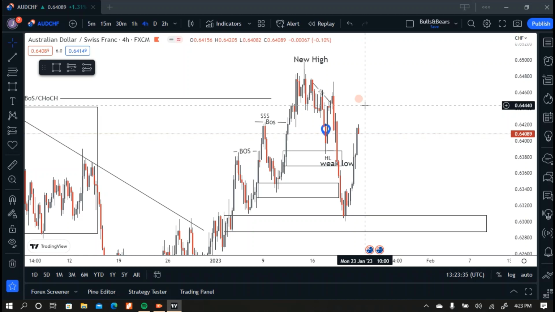In the next video, I'll be explaining institutional concepts such as supply and demand, order blocks, liquidity, fair value gap, imbalances, or market inefficiency or price inefficiency. And we'll be looking at entries, important things to look at when trading these institutional concepts, plus Wyckoff. Yes, later we'll be talking about Wyckoff schematics.